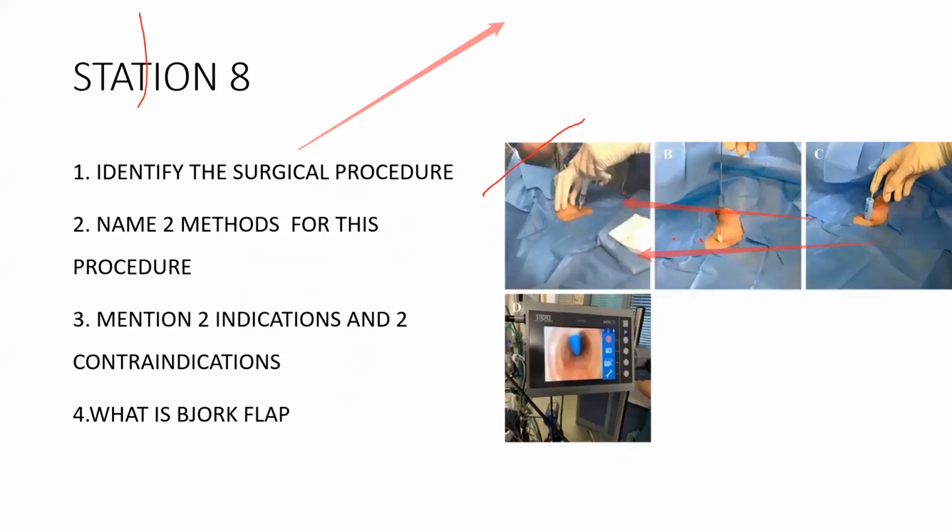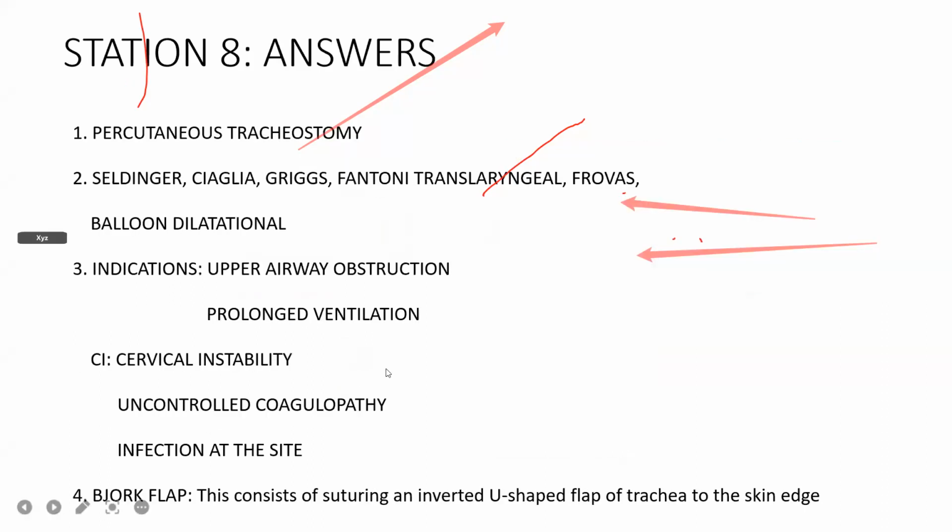And the question was, identify the surgical procedure. That was a percutaneous tracheostomy. Name 2 methods for the procedure. These are the Seldinger technique and the Ciaglia technique. There are many other techniques like the Griggs technique, the translaryngeal technique, and the balloon dilatational technique.